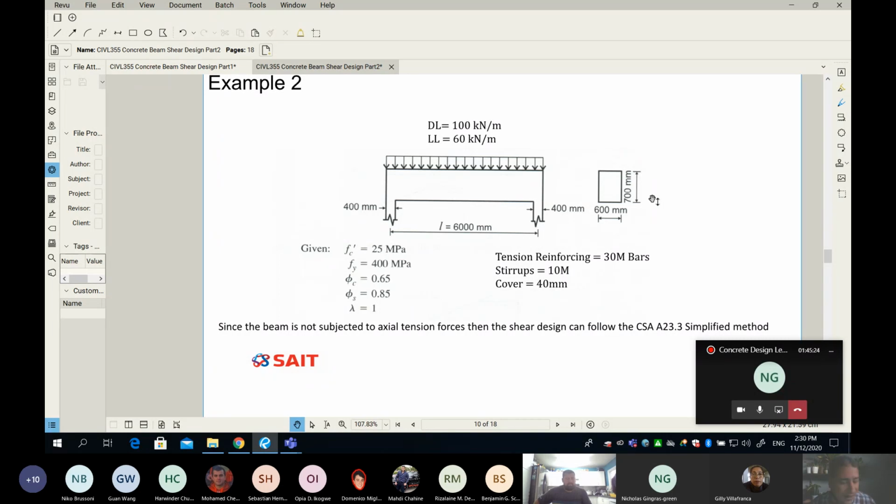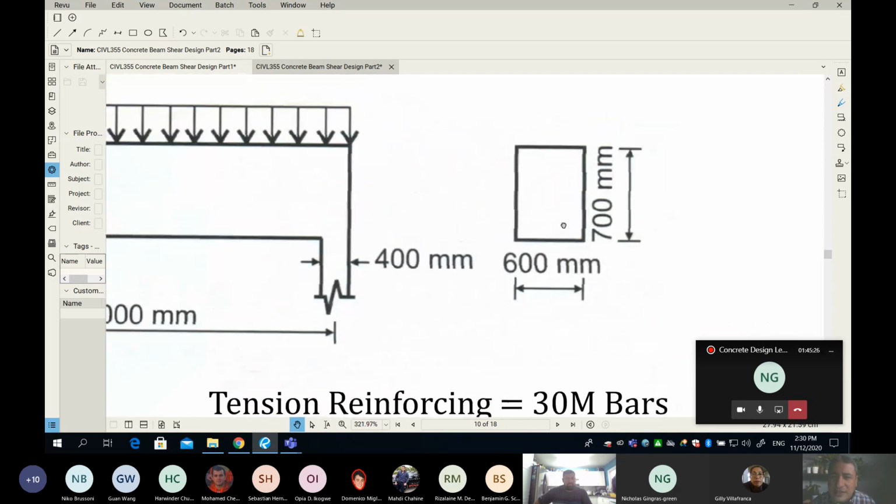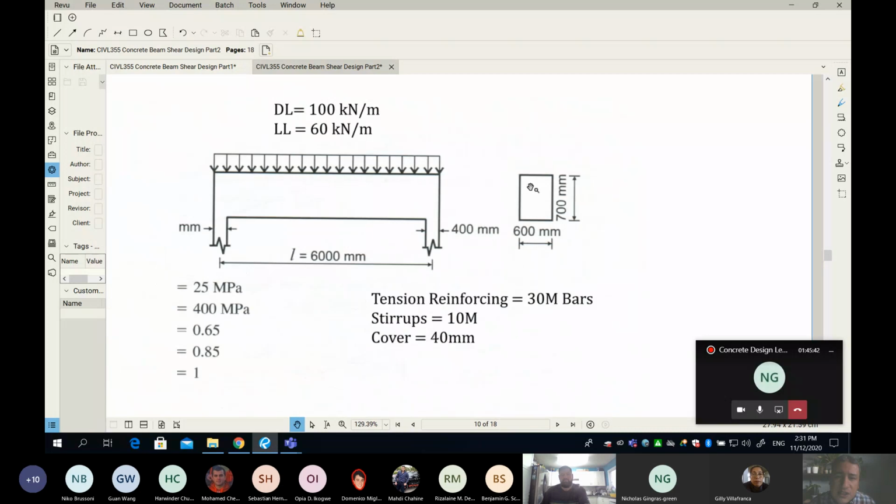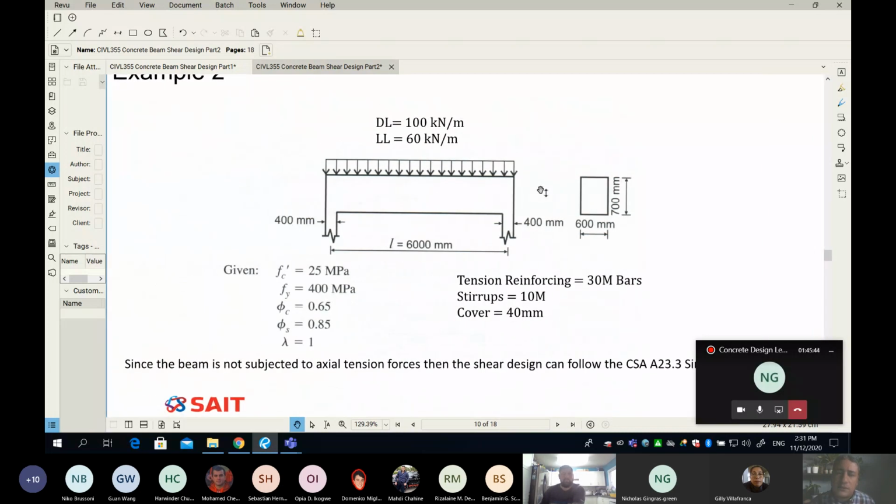Now, let's see how we can design a beam. Here is a beam, and hopefully you notice that this problem is a design or check. Look at the cross section. Is it design or check? Design. There is no stirrup inside. I don't know how many legs, I don't know the stirrup diameter, and I don't know the spacing. So it is a design. I have to figure all of that out.